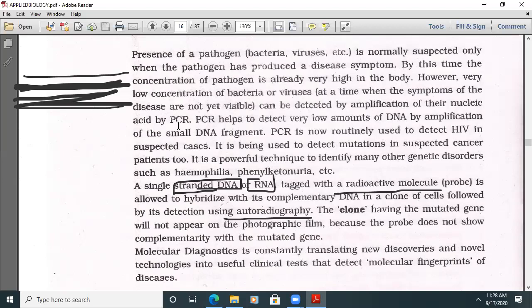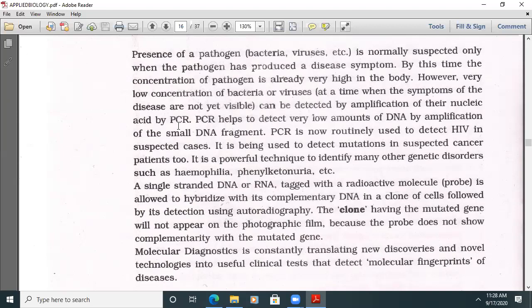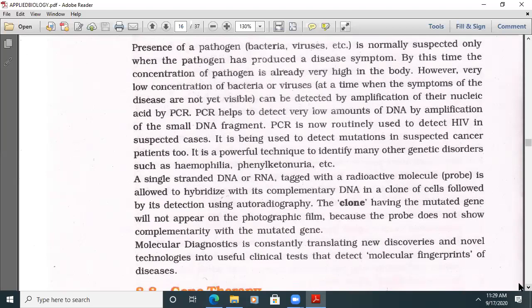with the mutated gene. Molecular diagnosis is constantly translating new discoveries and novel technologies into useful clinical tests that detect molecular fingerprints of the disease. You might have learned about PCR, but just for formality, I am showing a PCR animation to you so that you can recall that PCR technique.